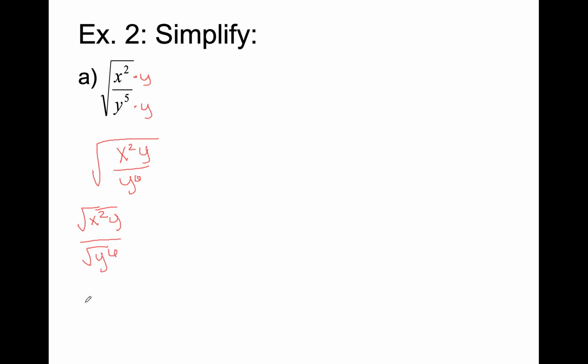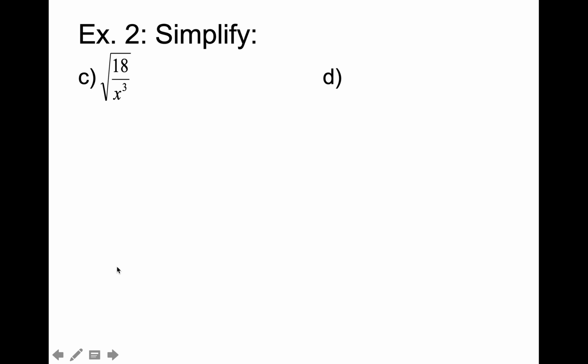And I can then next, let's see, use the product property, split the top into two different radicals. And I'm going to evaluate all these radicals. Radical x squared, that's a perfect square, that's just x. Radical y, it's not a perfect square, I can leave it. Radical y to the sixth, that's a perfect square, that's y cubed. Now all I need to do is just check, make sure that I am in simplest form, and I am. There's my final answer.